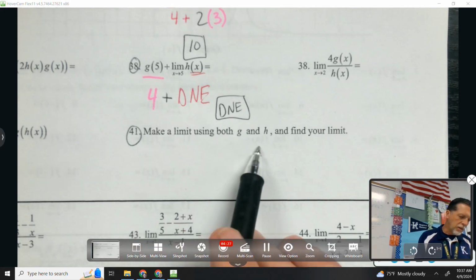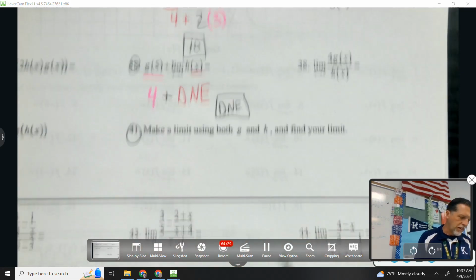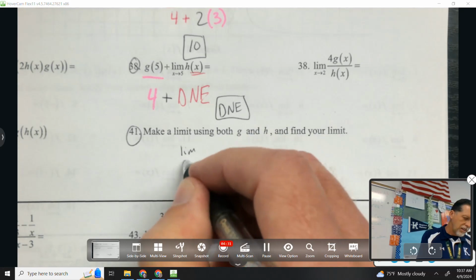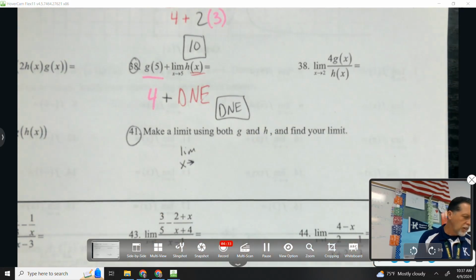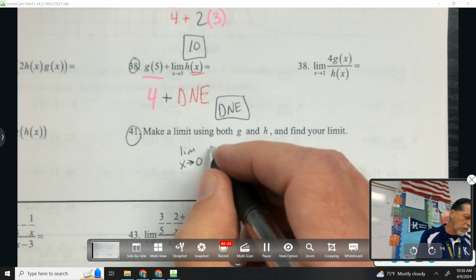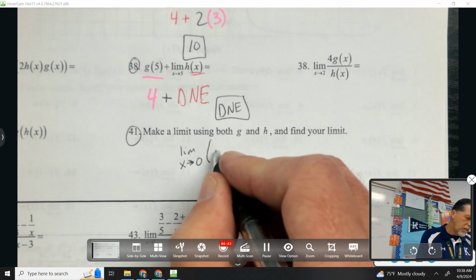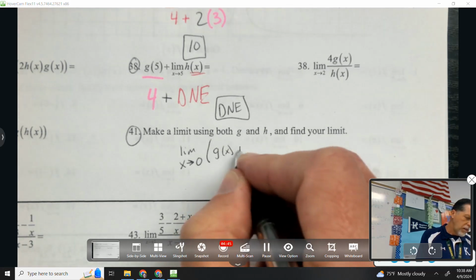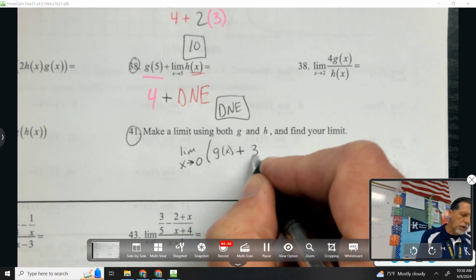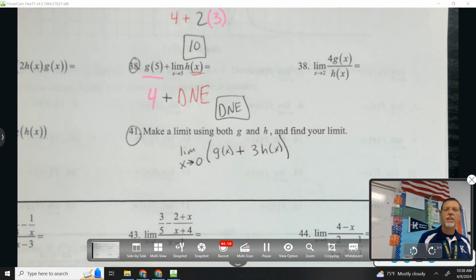41. Make a limit using both g and h and find your limit. Okay, so limit as x approaches. Let's pick a point that. Let's do 0. That'll be an easy one. Limit as x approaches 0 of g of x plus 3h of x. I pick 0 because there's nothing weird going on in 0.